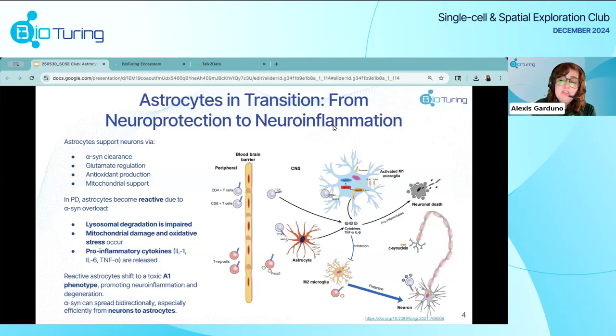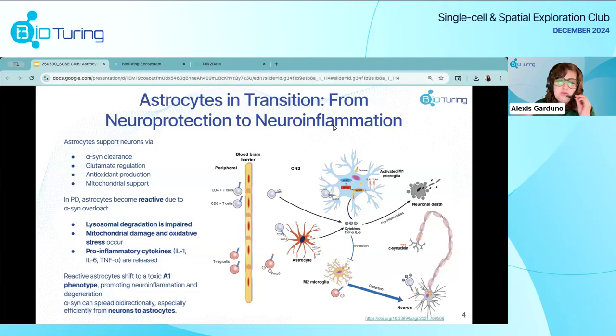And this, again, leads to mitochondrial damage, inflammation, and the release of pro-inflammatory cytokines as well, which can be IL-6, IL-1, or TNF alpha. And they might switch between these different phenotypes, whether they're protecting or, in the late stages, showing this neuroinflammation role.